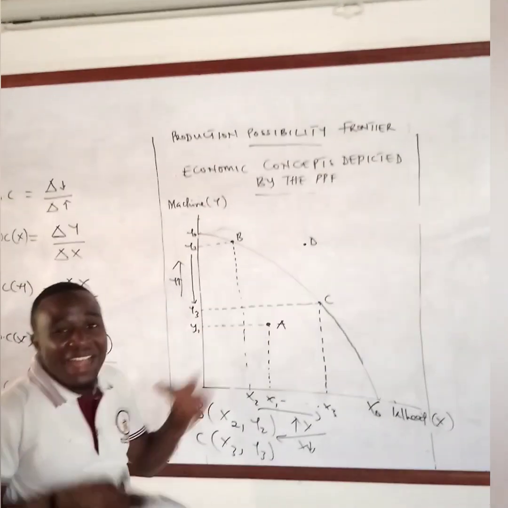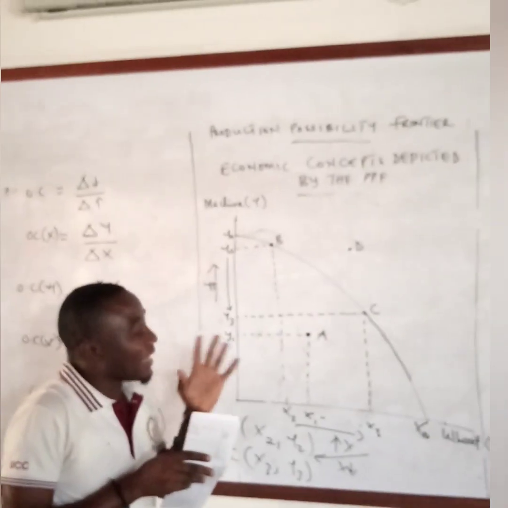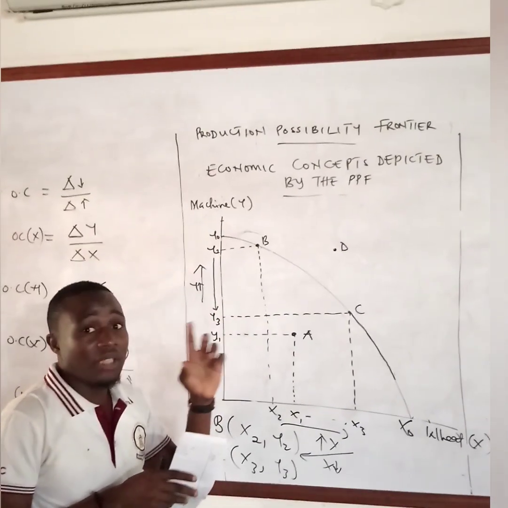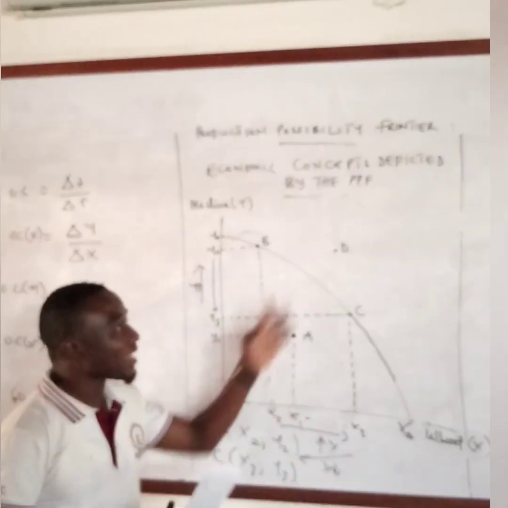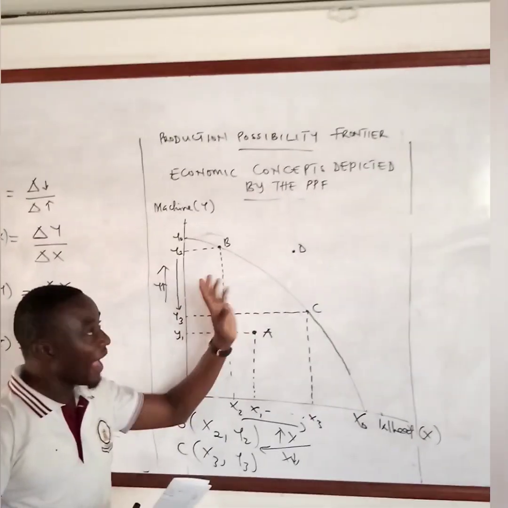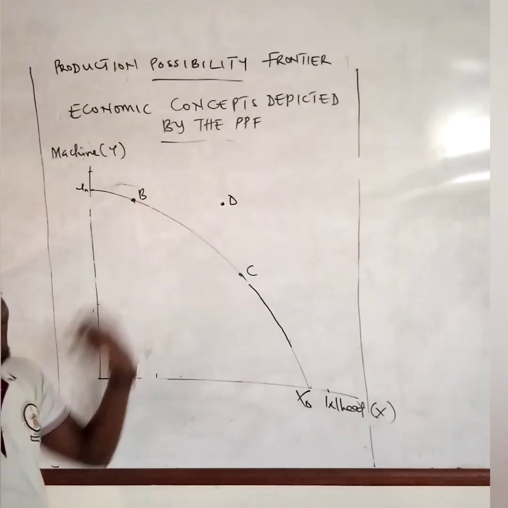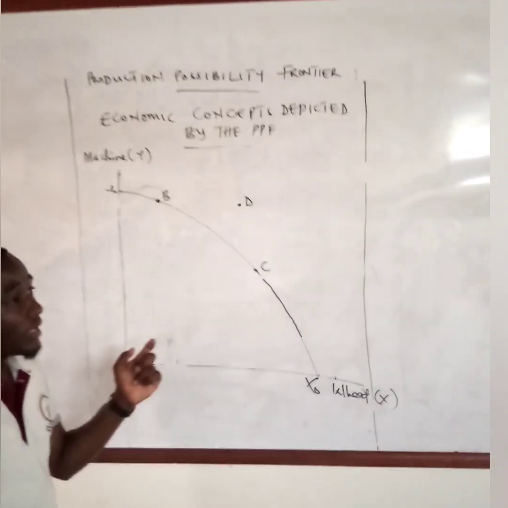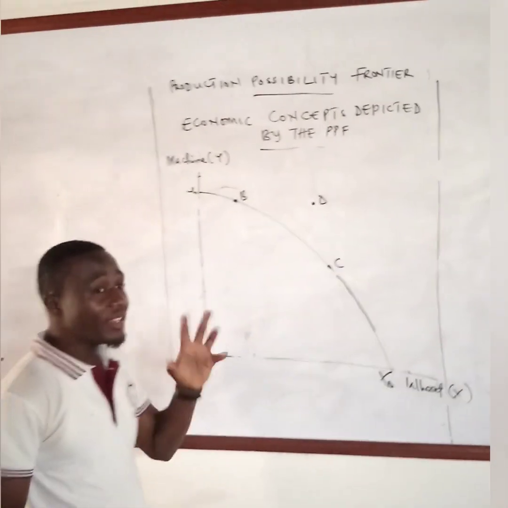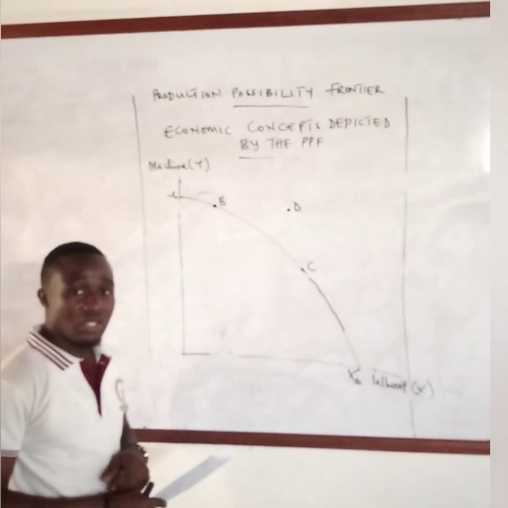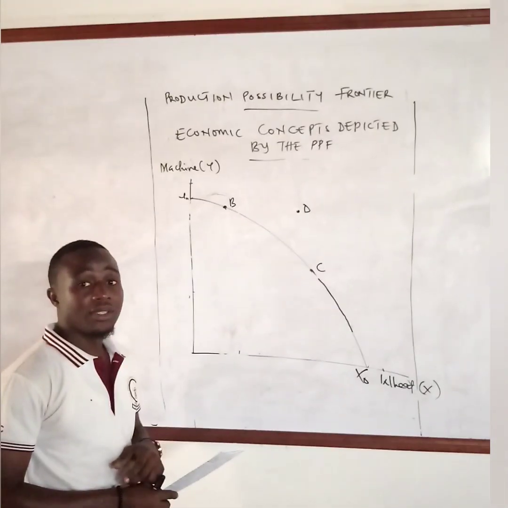So point D is actually desirable, but it's unattainable because of our limited resources and fixed technology. So when we violate these assumptions, we can get to point D, and we are going to demonstrate that. Okay, so now as I said, point D, you need to violate either the fixed technology or limited resources assumption that we make.